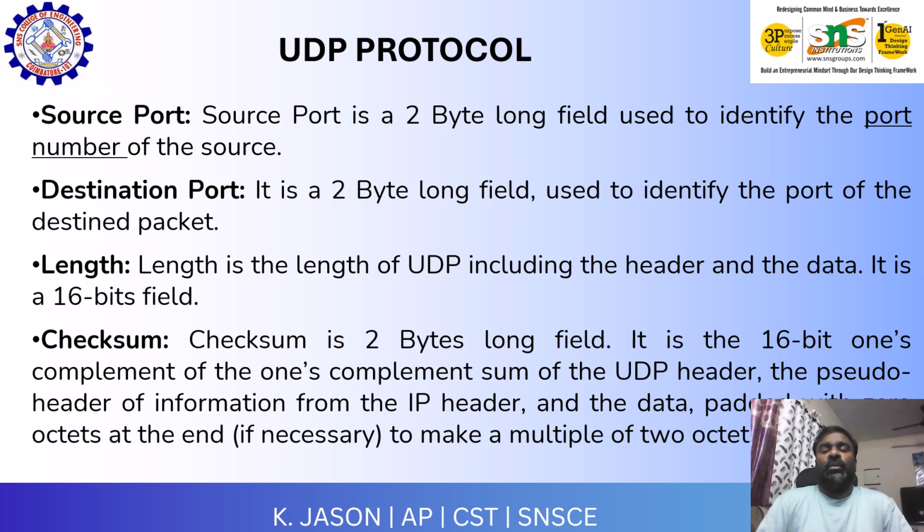The main example for UDP is sending a mail or a WhatsApp message, whether it reaches or not. Both sender and receiver are not in live positions. If it reaches the destination, fine; if the receiver has to go to the destination, that is also possible. So these are the UDP protocols.